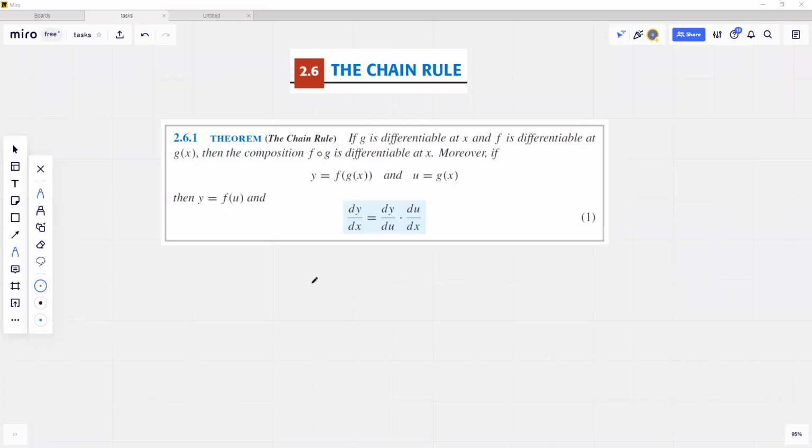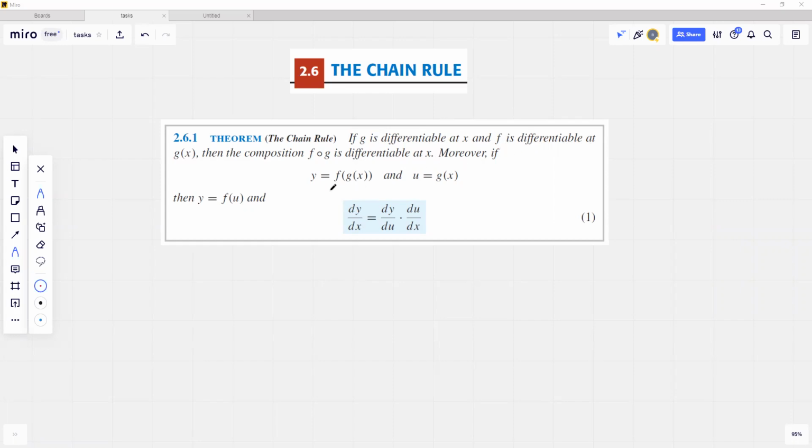Welcome, guys. In this video, we are going to study the chain rule. If g is differentiable at x and f is differentiable at g of x, so function f is a function of g of x, then the composition f of g of x is differentiable at x. So we know this from previous lectures.